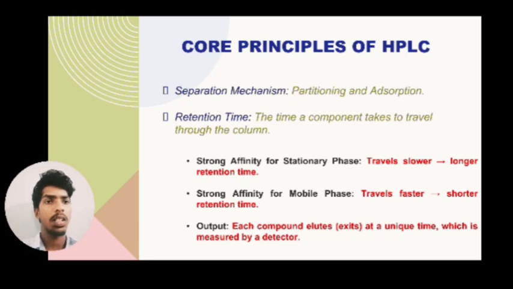Retention time: the time a component takes to travel through the column is called retention time. Strong affinity for the stationary phase means it travels slowly and has a longer retention time, and strong affinity for the mobile phase means it travels faster with a shorter retention time. As output, each component elutes, meaning exits, at a unique time, which is measured by a detector.